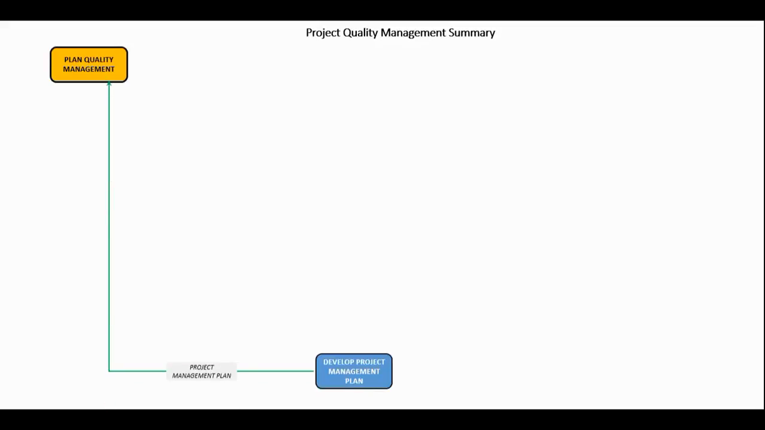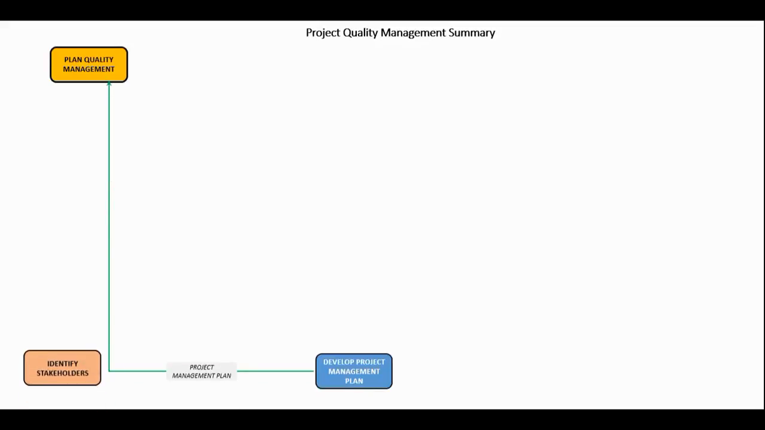It is highly visual. It focuses on relationships in a visual fashion, such that if you watch this over and over again, it begins to stick. You see two processes like plan quality management and develop project management plan. And you ask yourself, what is the relationship? Well, all of this stuff is explained.